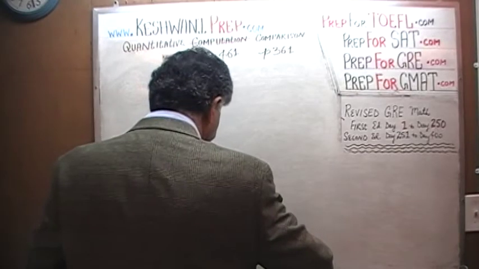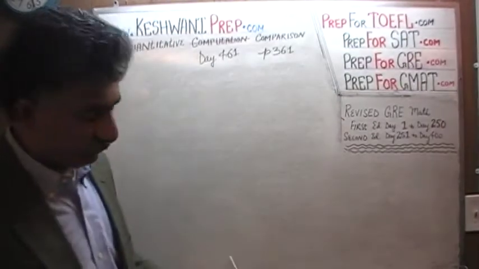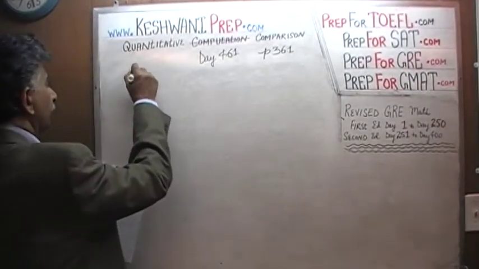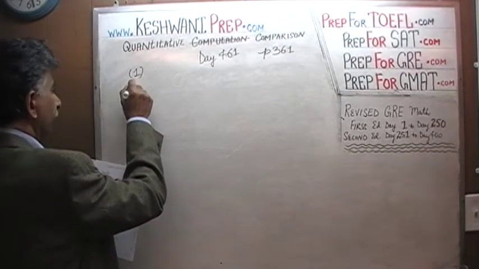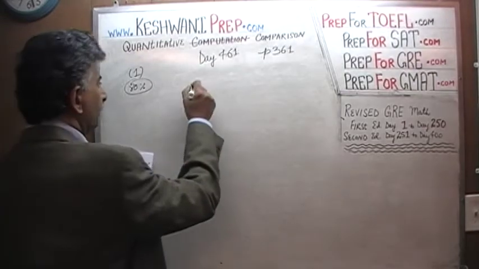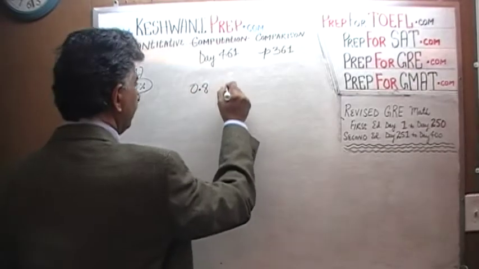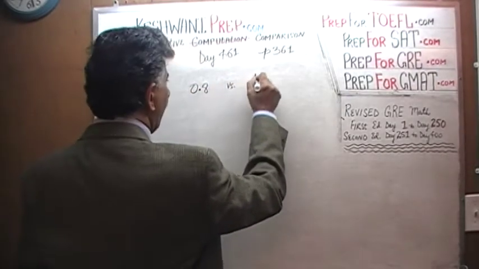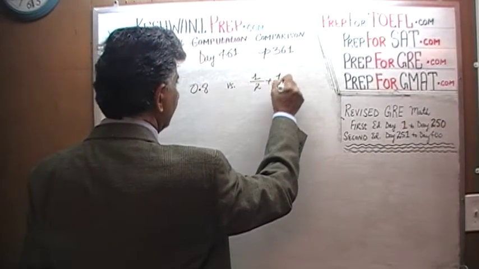Question number 1 is very simple, very straightforward. In fact, when it was given, 80% of people got it right. Here's what we're being asked to compare. We're being asked to compare 0.8 versus a half plus a third.